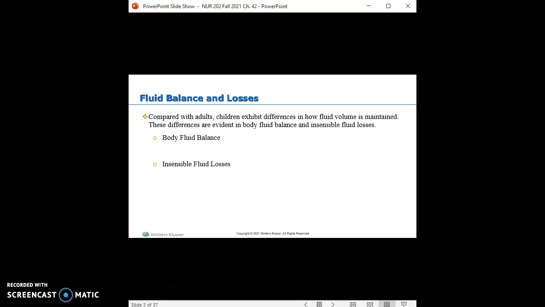So first off, in gastrointestinal and elimination, you need to be aware of fluid balance and losses. Compared with adults, children exhibit differences in how fluid volume is maintained. These differences are evident in body fluid balance and in insensible fluid losses. So, an insensible fluid loss, we'll start with, is something that's difficult to measure.